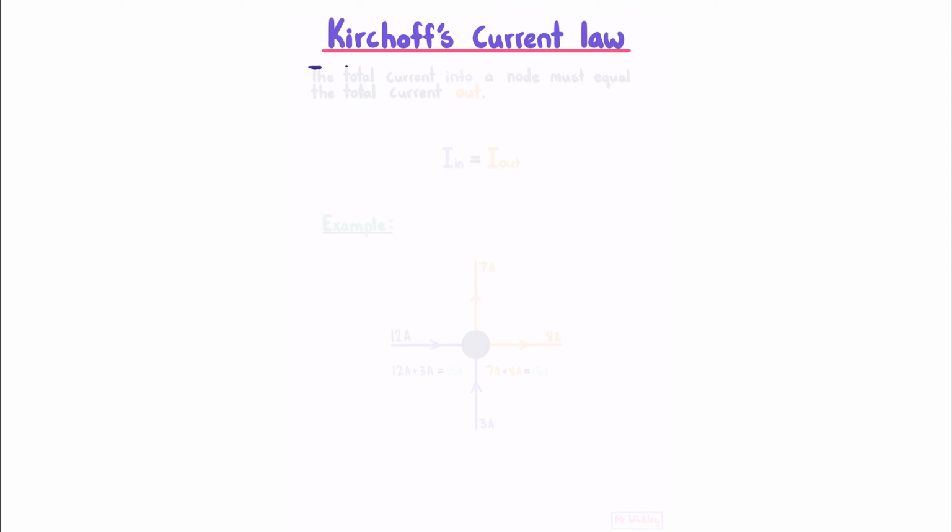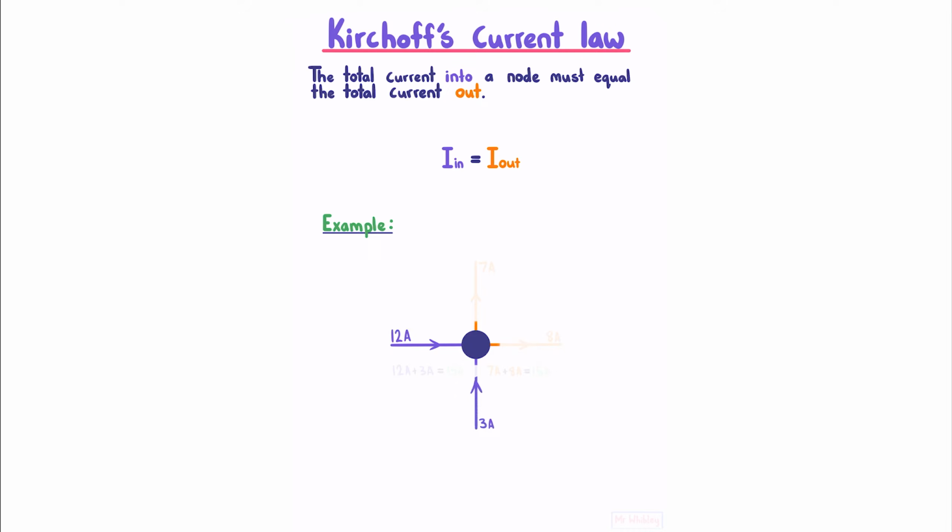Kirchhoff's current law. The total current into a node must equal the total current out. So in other words, the current in is equal to the current out. For example, if we had our node here, which is another word for an intersection of wires, if we had a current of 12 amps and 3 amps going in, that gives us a total of 15 amps in, which means our outgoing current of 7 and 8 amps must also add to 15, such that the current in is equal to the current out.